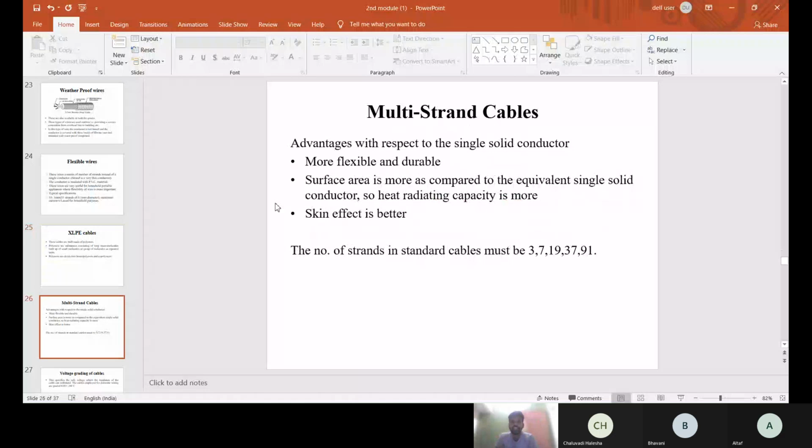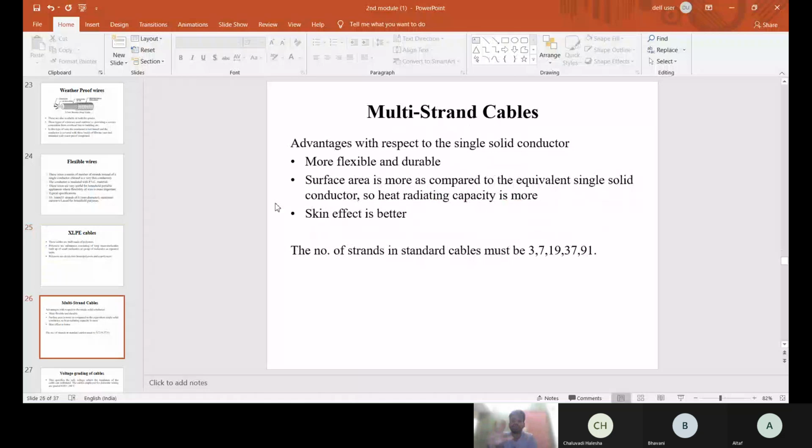Then skin effect is better. What is meant by skin effect? Skin effect means that whatever amount of current passes through the cable, the current passing through the core at the center is less compared to the outer surfaces. That is what is meant by skin effect.